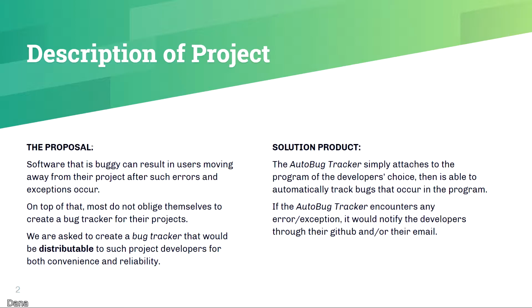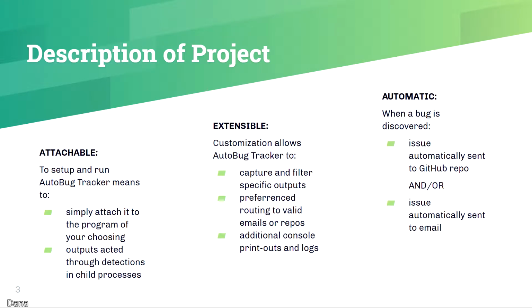The solution that our team came up with was called the AutoBugTracker, which simply attaches to the program of the developer's choice. Then we'll be able to automatically track bugs that occur in the developer's program. Based on any bugs that come about, we handle that by sending GitHub issues and or email notifications. There are 3 points that the sponsor really emphasized during our meetings: having the program be attachable, extensible, and also automatic.